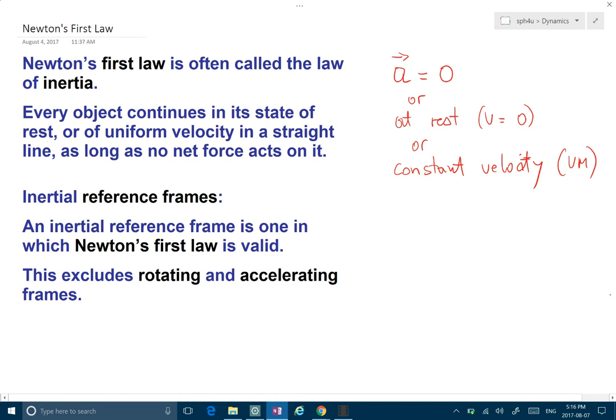to use Newton's laws in a valid way, we need to measure everything from an inertial frame of reference. Inertial frames of reference are frames where Newton's first law is valid, which means things are measured from an object that has zero acceleration, which means they're not rotating and not accelerating. Non-inertial frames of reference are the opposite of this.